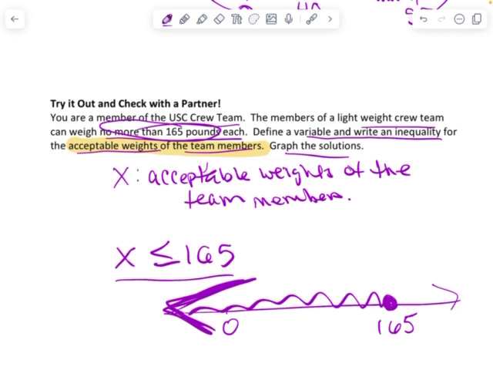So again, I hope you can see how you can graph and write inequalities from a graph, as well as apply it to the real world.